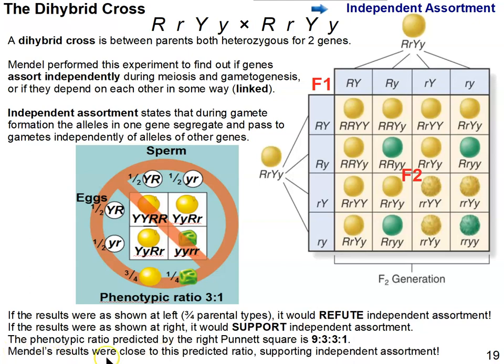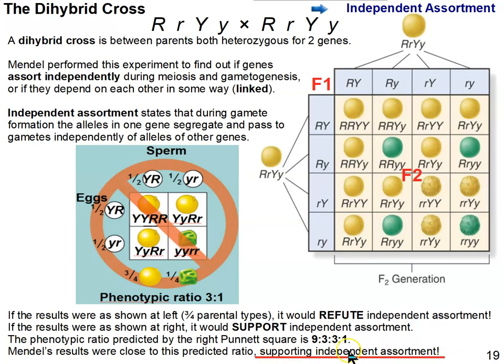So Mendel's results were close to this predicted ratio. Not exactly, because it's a prediction and we're talking about probability and chance, but they were close, therefore it supported independent assortment. They were close to predicted and far from what would have been predicted if the characters were not assorting independently, or the genes were not assorting independently.